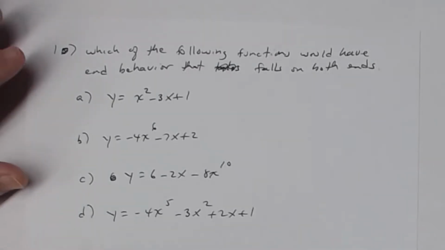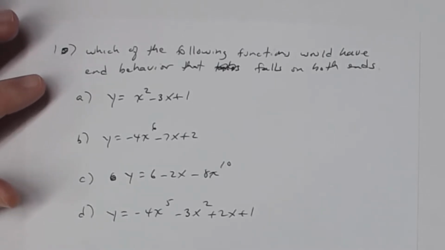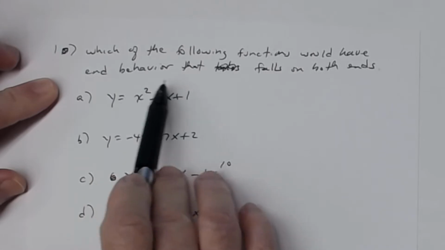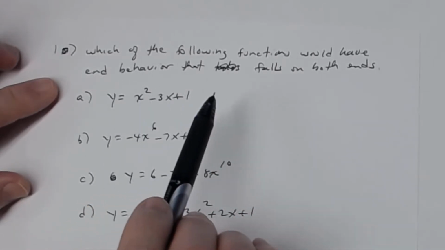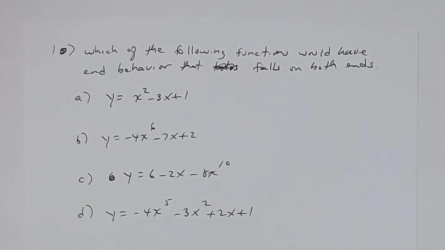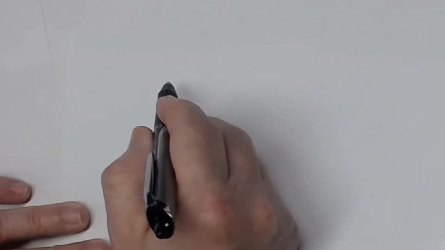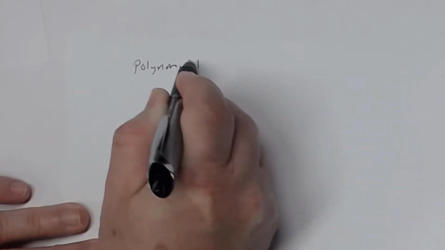Okay, so in this problem, you're asked which of the following functions would have end behavior that falls on both ends. This time you're looking at the end behavior of these functions. Just a reminder, from the videos that went with those lessons or in class when we partially talked about this, you have a polynomial function.